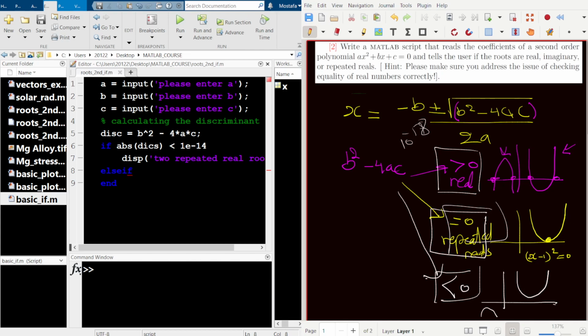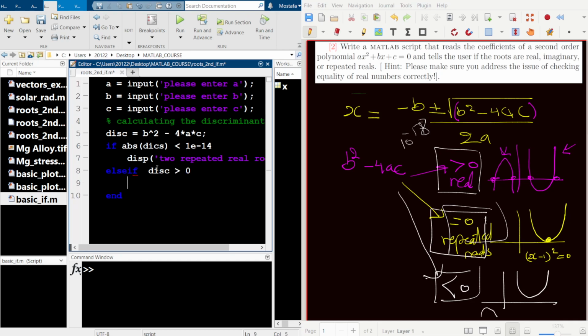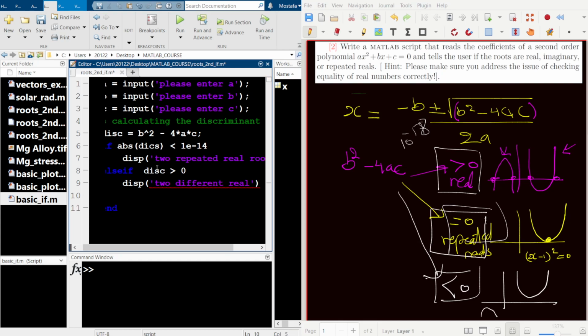So it's equal. Okay, so else if the discriminant is greater than 0, then in this case, I will display a message that these are two real, or maybe I can say also two different real roots. And finally, the last one I could put else, or I could put else if. So both of them are fine. Let's go with else if the discriminant is less than 0, then display two complex roots.